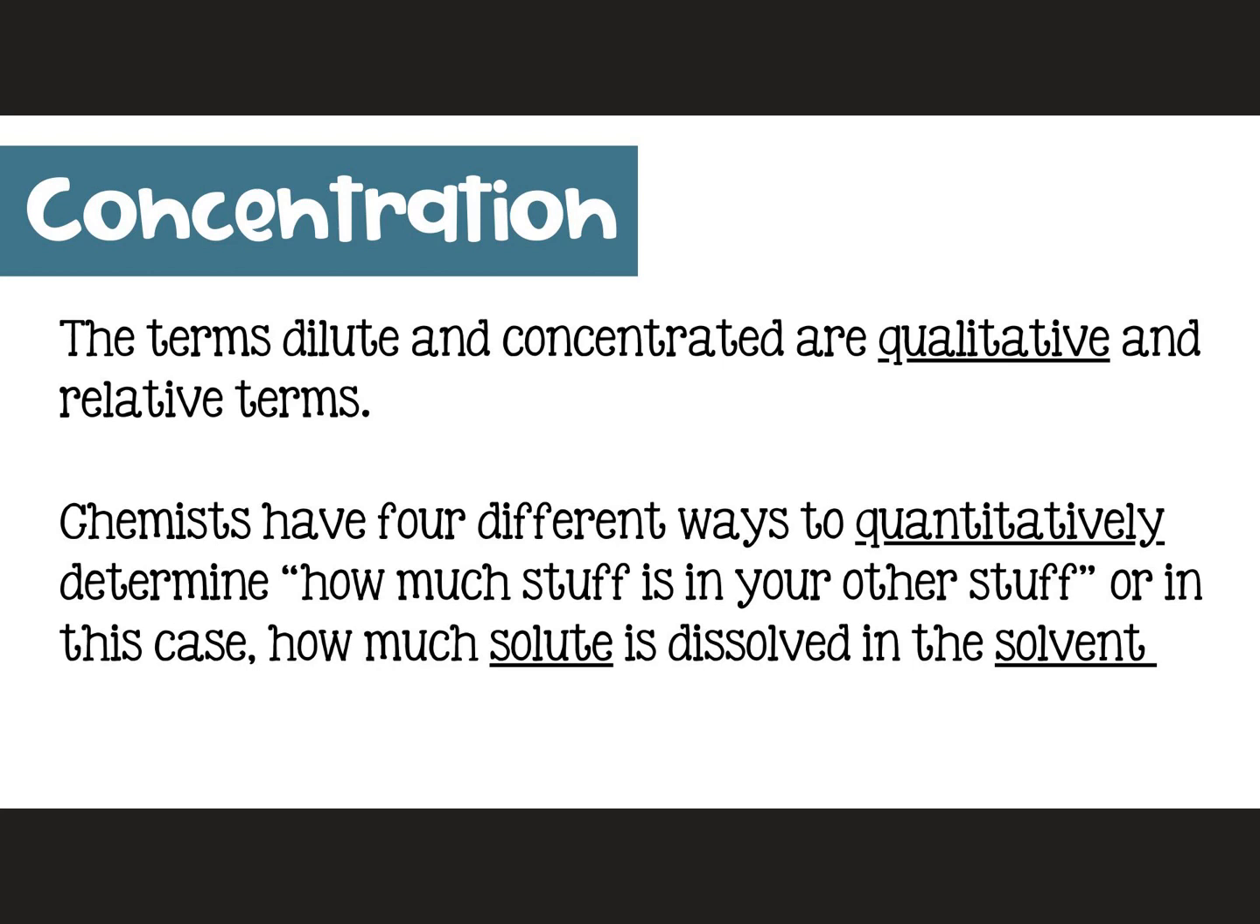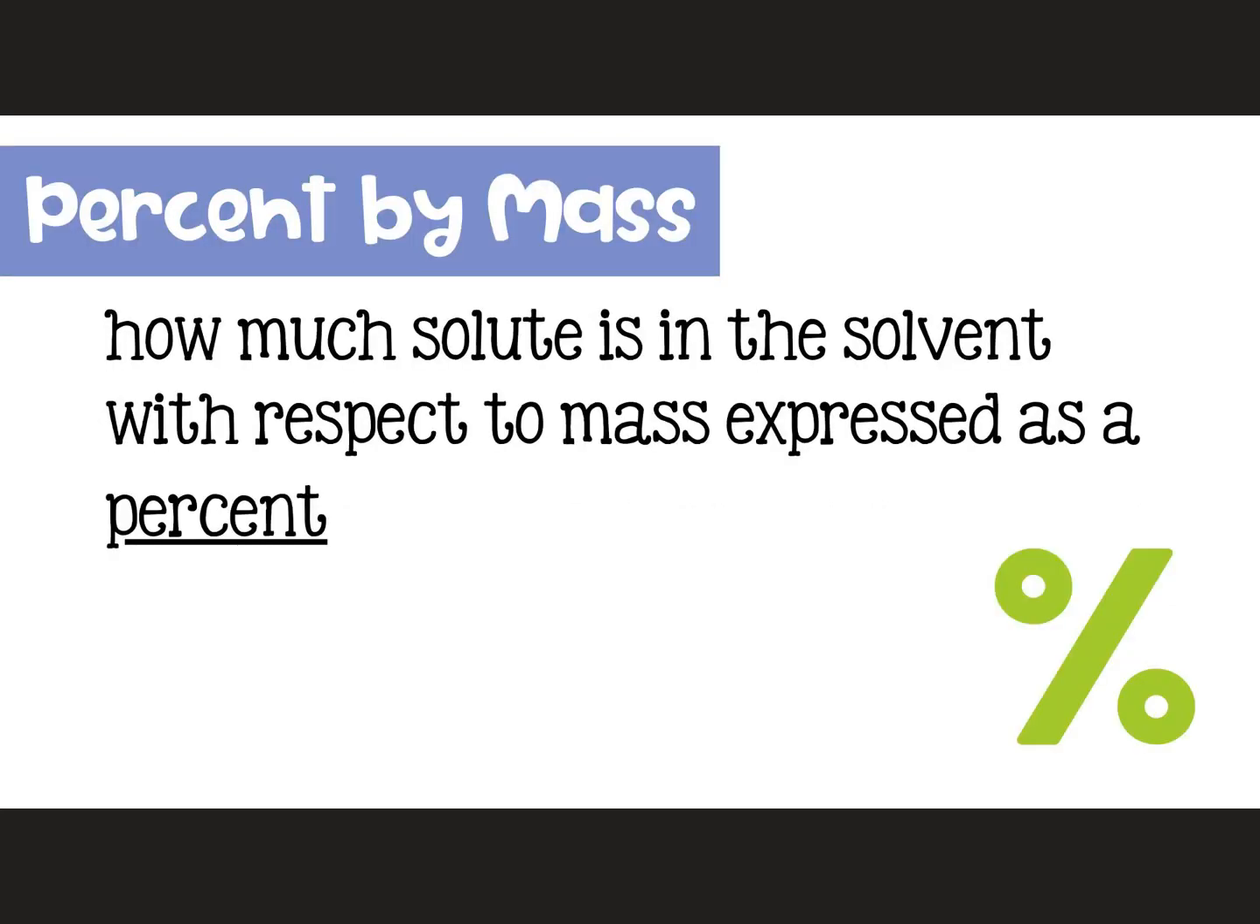If we want to quantitatively determine how much solid is in your liquid or how much solute is dissolved in the solvent, you will need to use one of four different ways. First is percent by mass. This is how much solute is in the solvent with respect to the mass. It is expressed as a percent.